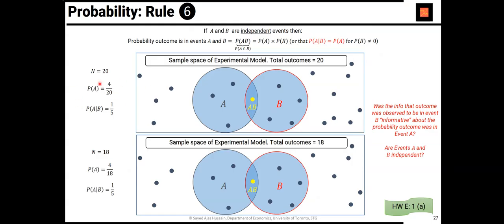So if two events are independent, it tells you that you telling me that event B has actually happened gives me no useful information in terms of predicting the chance of something being in A. I might as well have used the initial probability of A to begin with.